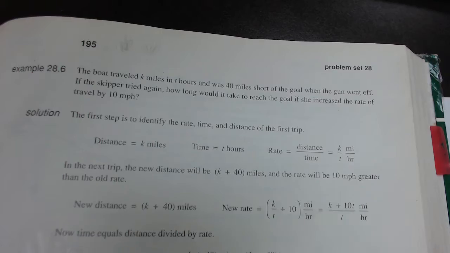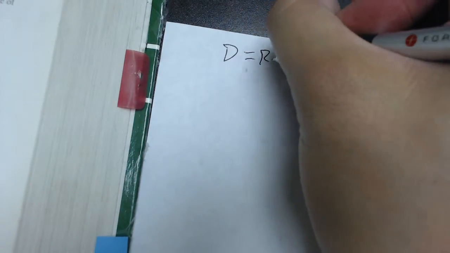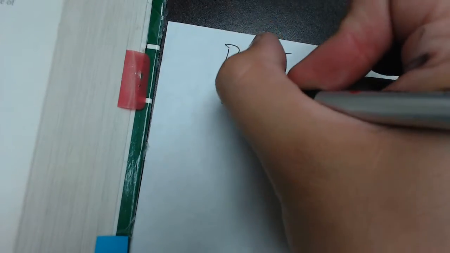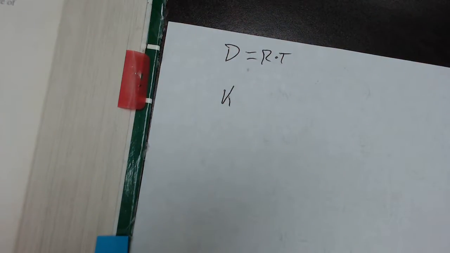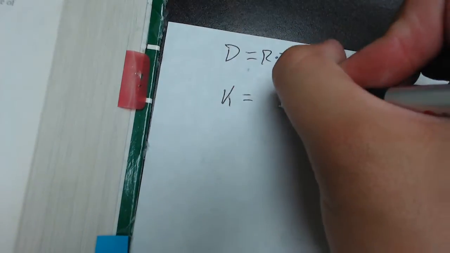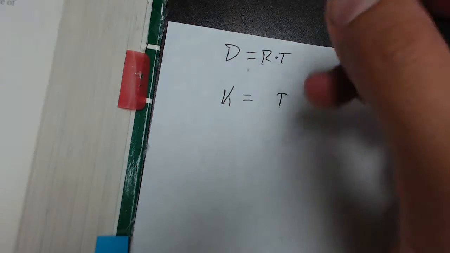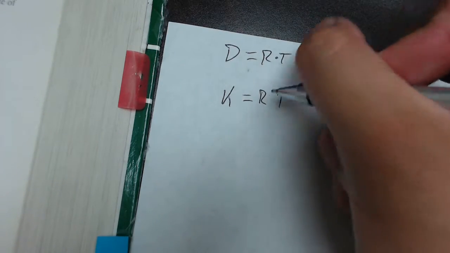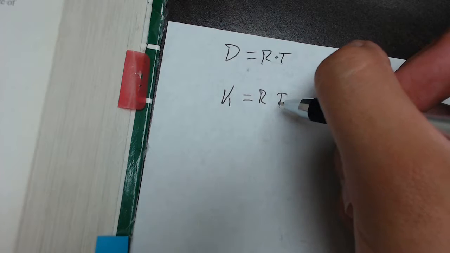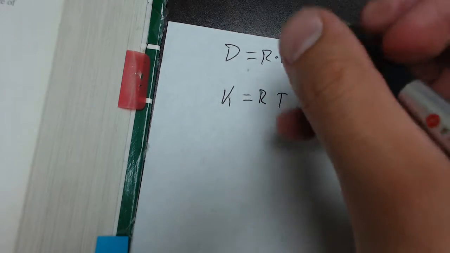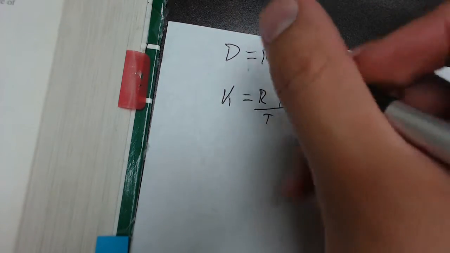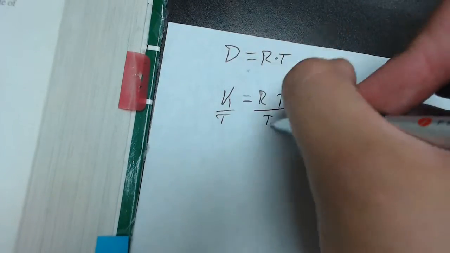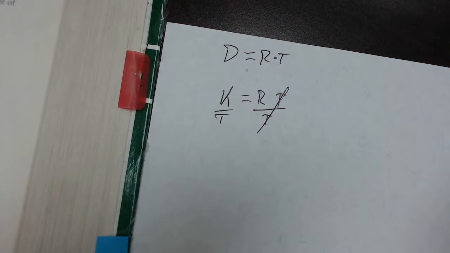So the actual distance for our first equation, I'll go ahead and put this up top, distance equals rate times time. Our actual distance was K. And our time was T hours, okay? And our rate is unknown. So in this case, we'll solve for our rate. We'll divide each side by T. And bam, our rate is K divided by T.